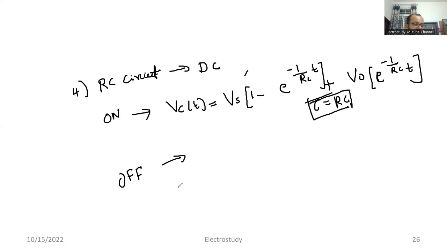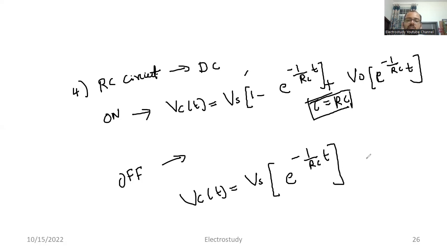Likewise, in off condition, we can write Vc(t) equal to Vs into e to the power minus t by RC. So this is what exactly happens during off condition. Here, what is the time constant? That is tau equal to RC. In both conditions we can write tau equal to RC only, but the values will be different. So this is what happens during charging, when the capacitor is going to charge, and this is what happens when the capacitor is discharging, correct?